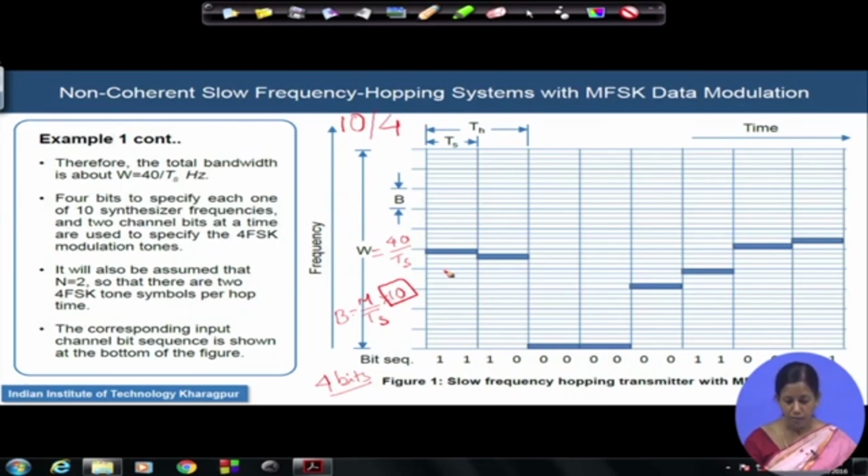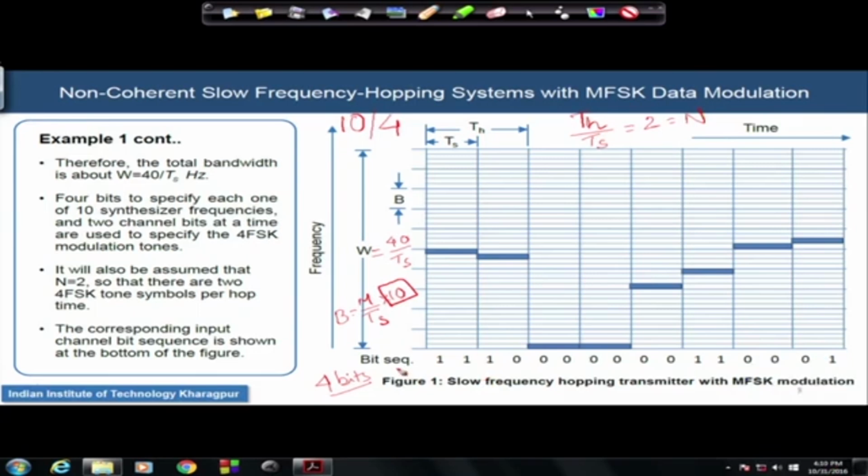In our case, to understand the situation, we have considered the hopping within the hopping duration. The symbol duration is chosen in such a way that Th by Ts is equal to 2. This is our capital N. That means we can transmit 2 MFSK symbols within the hopping duration. So, let us understand now the bit sequence is coming like this: 1 1 1 0 0 0 0 0 0 0 1 1 0 0 and 0 1.